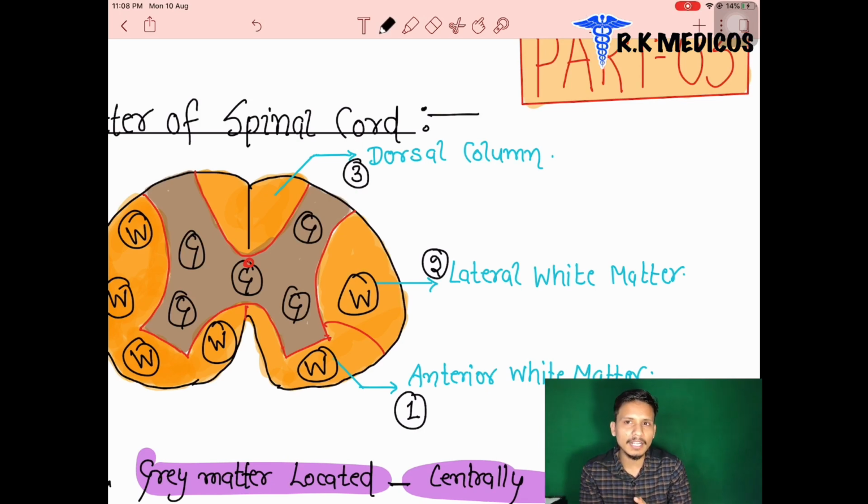Either ascending tract or descending tract. Either the tract is moving up or the tract is going down. So these are the two types of tract we have to discuss in the white matter of the spinal cord. We are going to see how we are going to classify them.